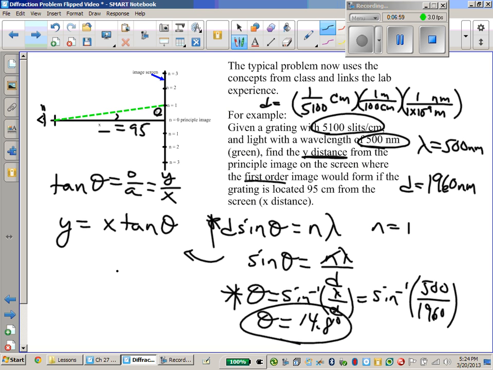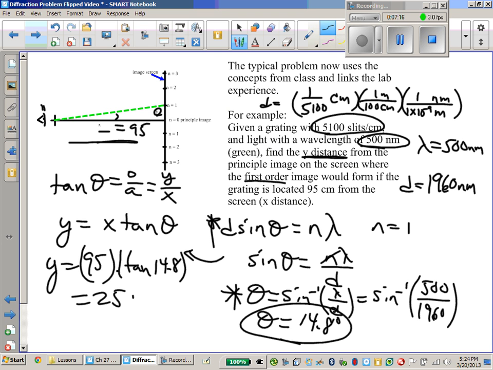You should check all this stuff. Now I bring that theta back over here, and now I can say y is going to equal 95. That's my x distance, times my tangent of 14.8. I believe when I did that, it came out to be about 25 centimeters. And my picture is roughly scaled, which is always kind of nice. I made this about 95. I made that about 25. That angle looks like it's about 15, so that's kind of convenient.